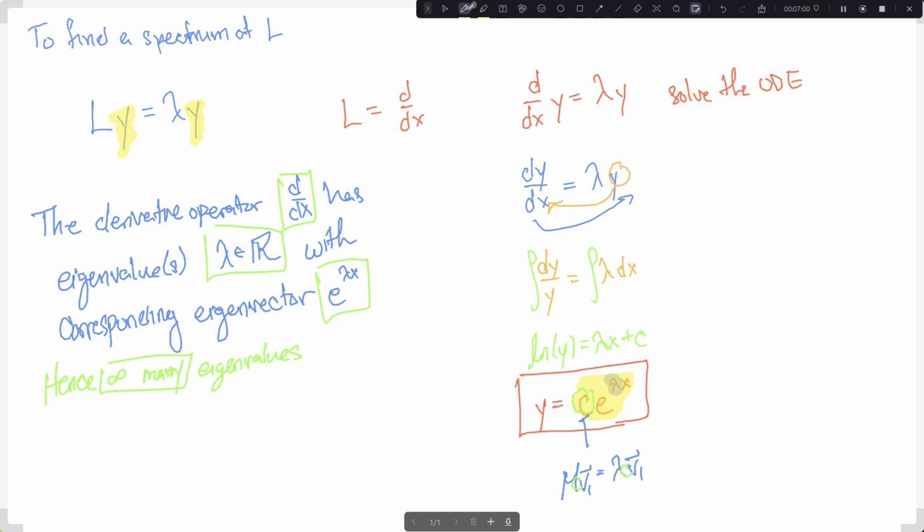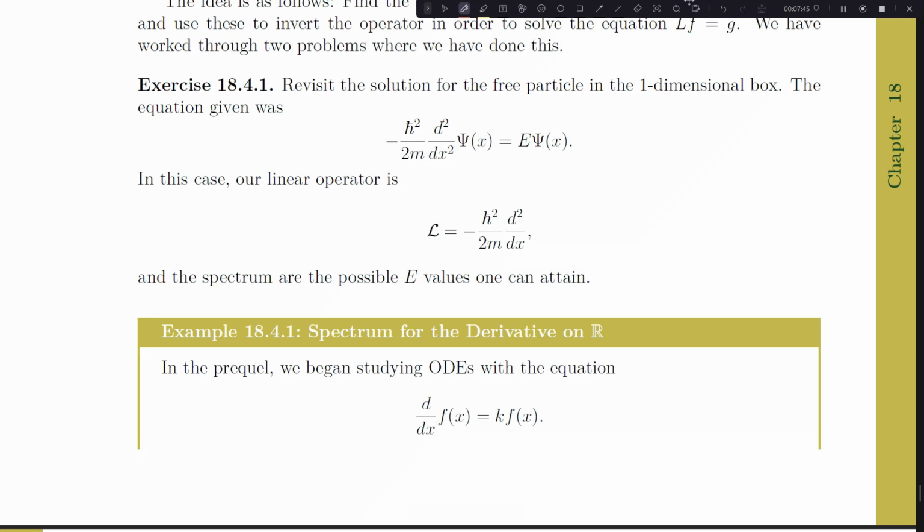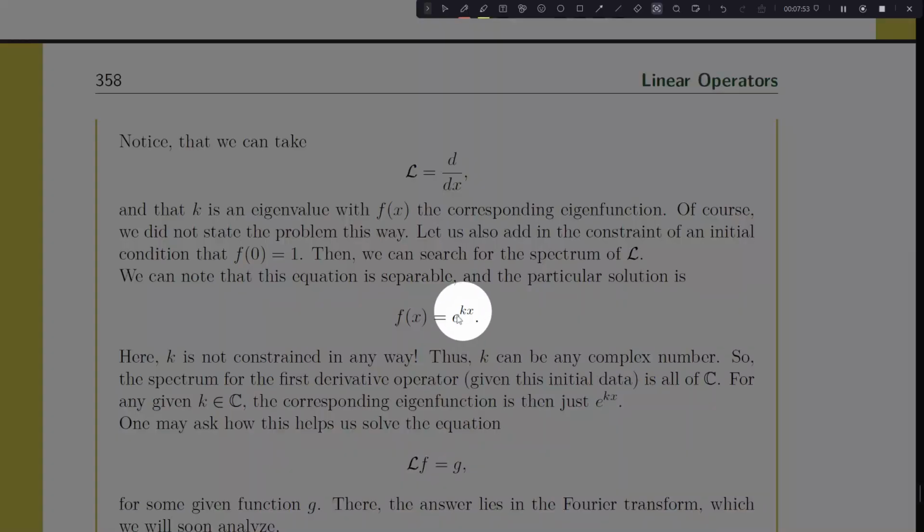And so the spectrum of the derivative operator, if I consider the set of all of these, what is the set of every lambda in R? Well, the set of all lambda in R, aka the spectrum of d dx, is precisely R, right? If I consider the set of all elements of R, that's precisely R. So the spectrum of d dx, in the absence of being really well formed about the domain of our operator, is more or less R. So you have absolutely everything in the spectrum of d dx. And the eigenvector or eigenfunction is e to the lambda x, or as they have here, e to the kx.